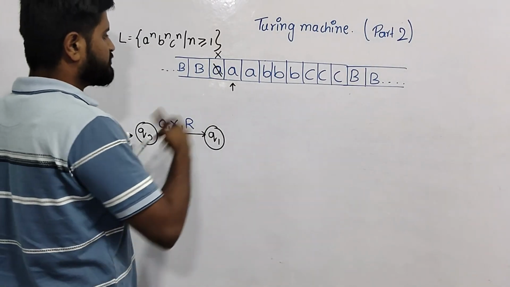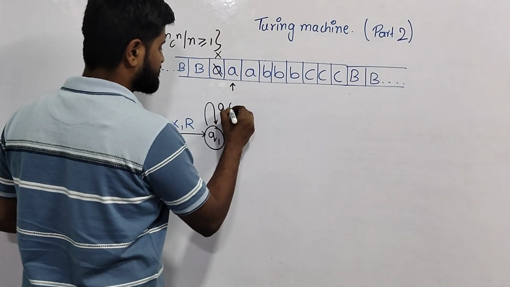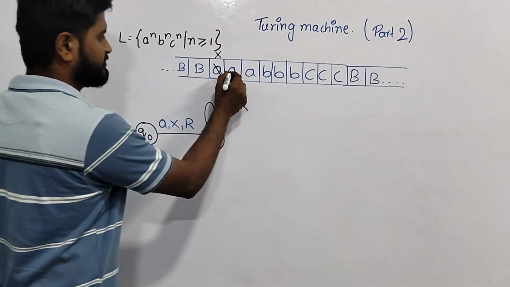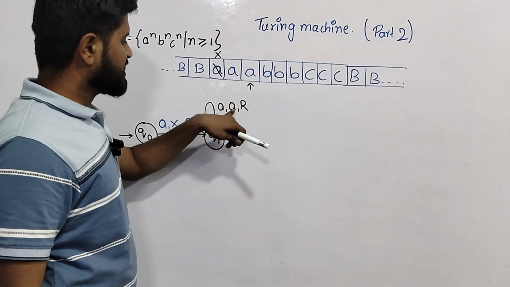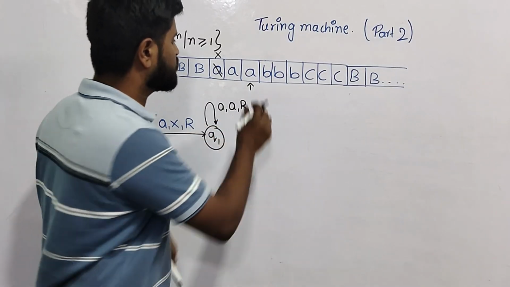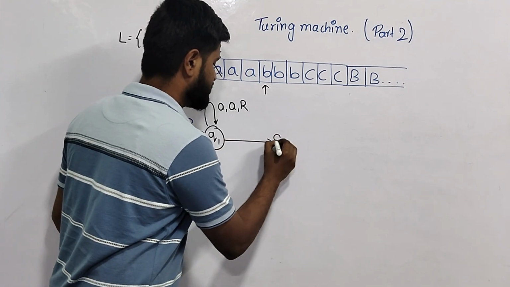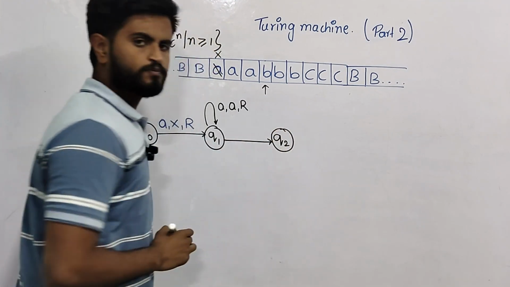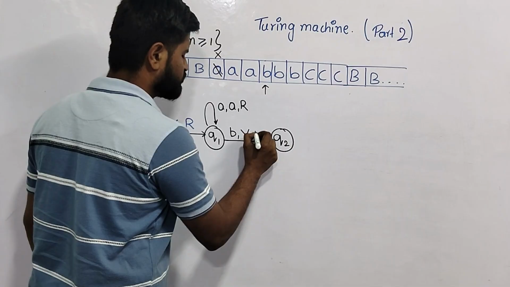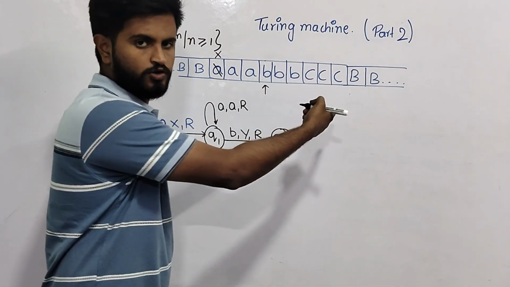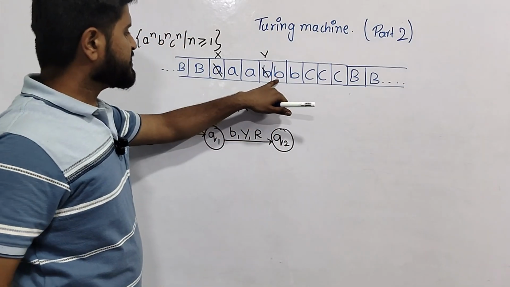So what I will be doing, I will be keeping it as it is. That is, if I encounter A, I will write A as it is and move towards right side. Next, I move towards right side, I again encountered A. If A is there, A will be remaining as it is and I will move towards right side. Now I encountered B. So what I will be doing, I will be moving to the next state, I will call it as Q2. When I encounter B, I will replace it using Y and move towards the right side, because I still want to move towards the C. So I will replace it as Y. I can't replace the next B.